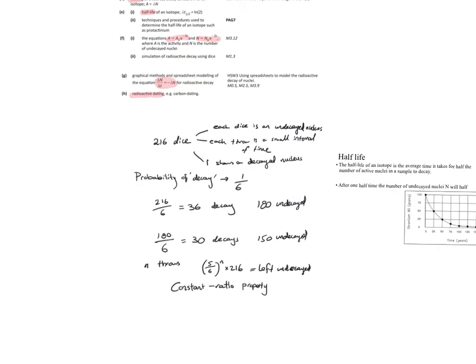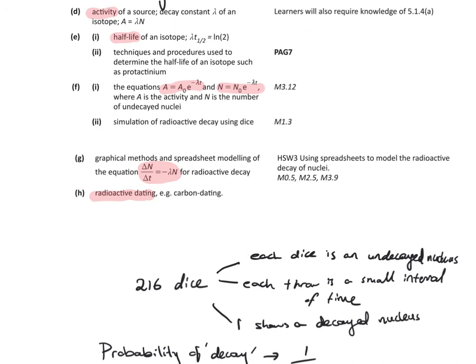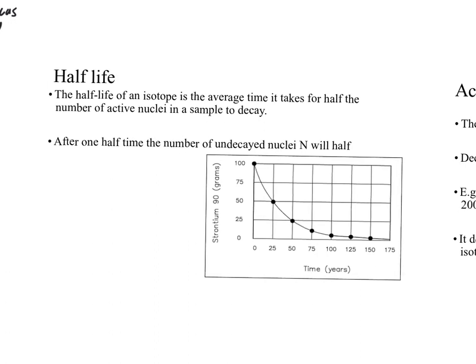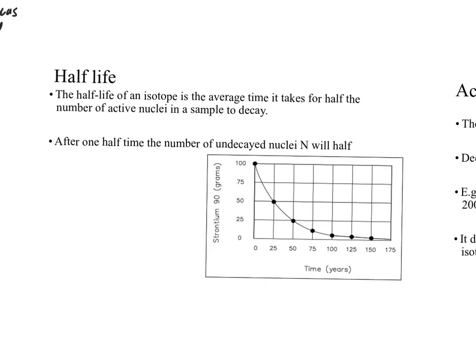So before I continue, we looked at just now the simulation of radioactive decay using dice. So we'll now go back to activity and half-life and start introducing those key terms. So the first thing is half-life. Now this is an easy definition to remember, especially since you need to link it directly to what is taking place.